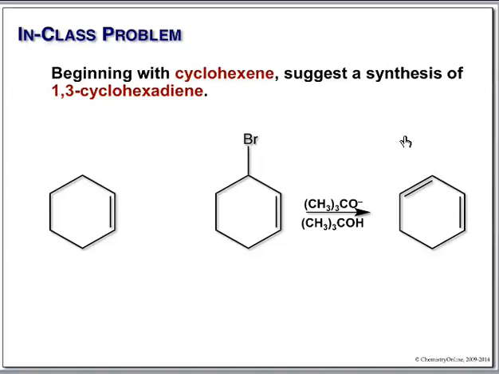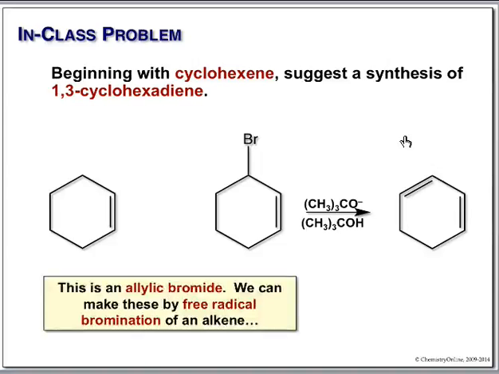So now we look at this and say the same thing. What kind of compound is it? And how many ways do I know to make it? Well, it's an alkyl bromide, correct? But the bromine is attached adjacent to the double bond. Remember what that is? That's called an allylic bromide.